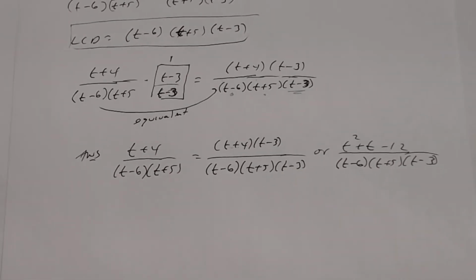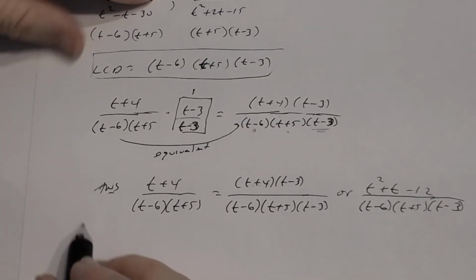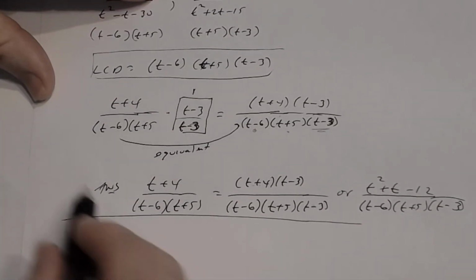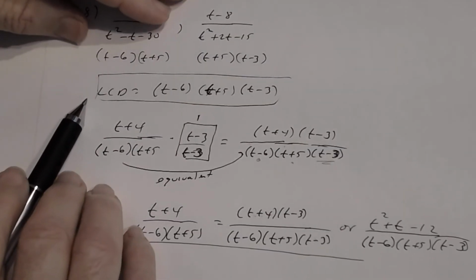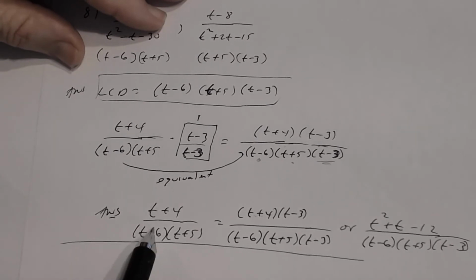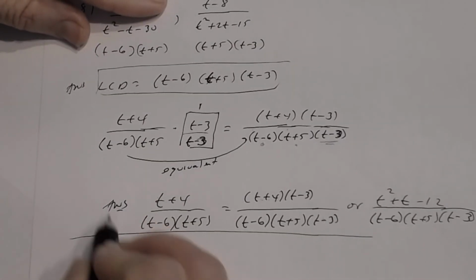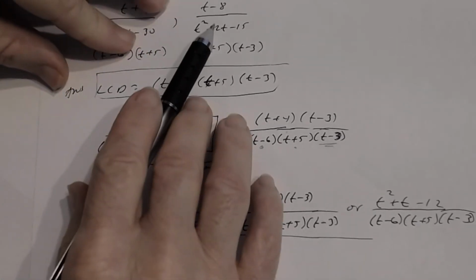Okay. Now the next one right here, same thing. So that takes care of it. The answer for the LCD is this. So that's one of your answers. The answer for the equivalent fraction for this one is this. So that's the other one. And then let's work with this one now.